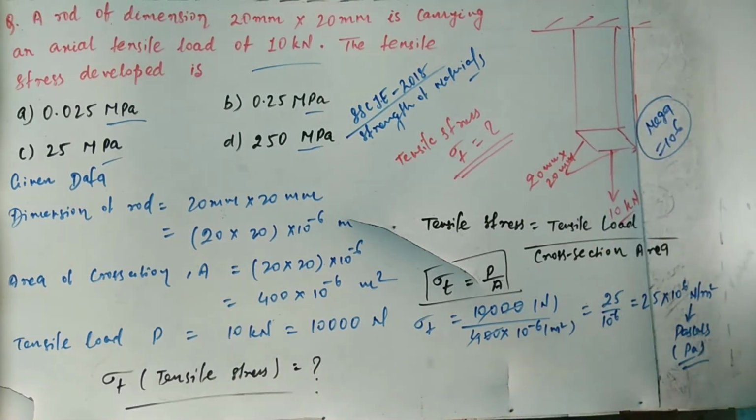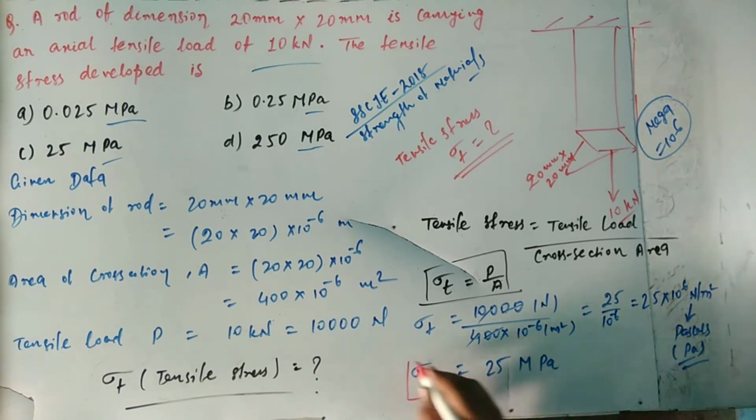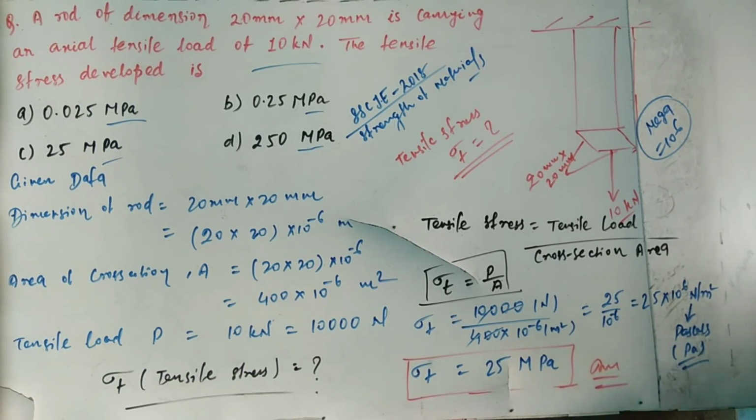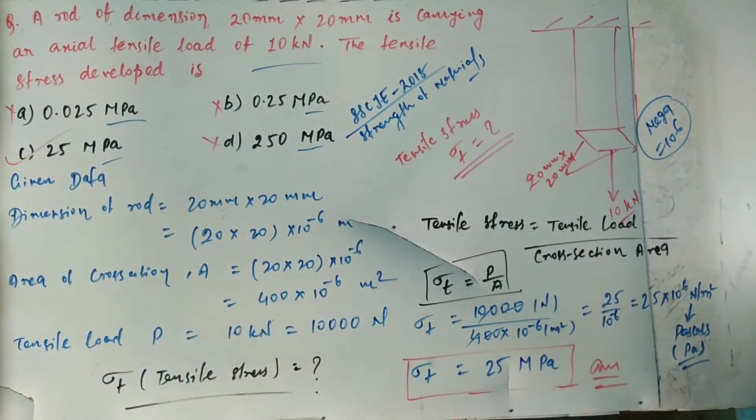Now we have to find the value in megapascal. The pascal is the SI unit, and we have to find the value in megapascal. So mega means 10 to the power 6. Now we will divide the value of sigma T by 10 to the power 6. So sigma T is equal to, after dividing the value, 25 megapascal, which is option C.